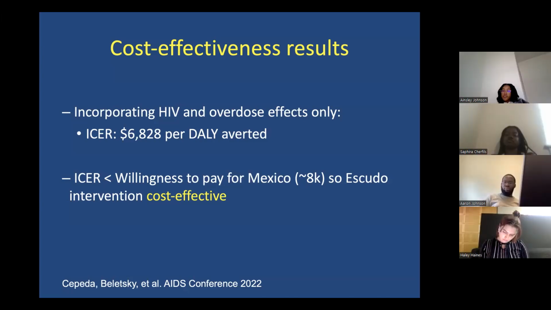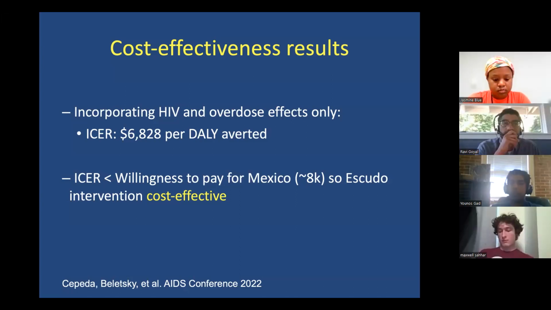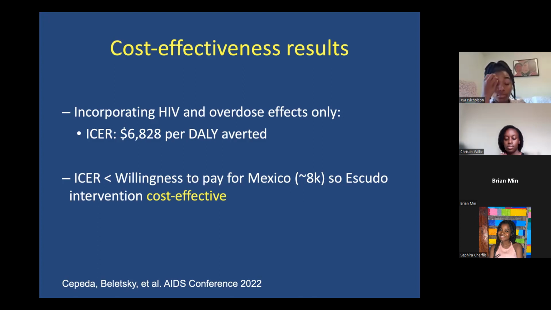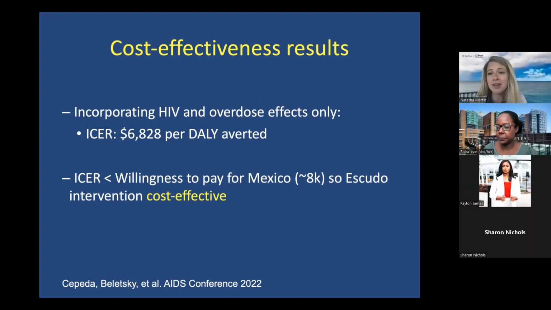So now we've created this nice narrative because we can say, well, this intervention costs this much money to implement. You're going to get these benefits in terms of HIV infections, hepatitis C infections, fatal overdose. And this is the cost effectiveness of your intervention, and it is cost effective. And that is the information that I think really supports policymakers to say, okay, well, this intervention is worth funding and it's worth expanding.